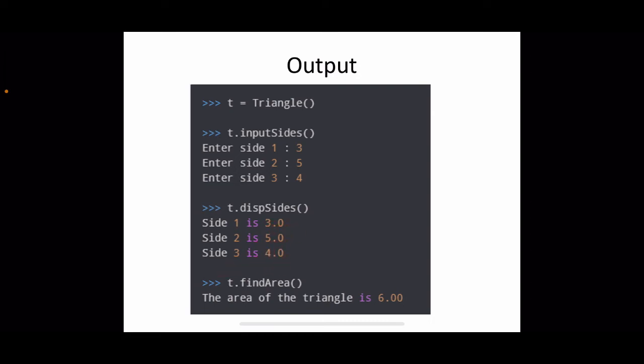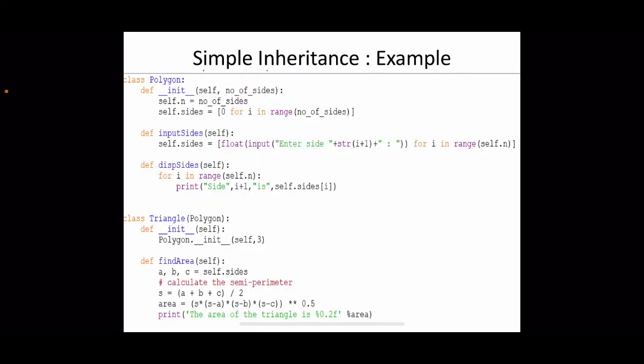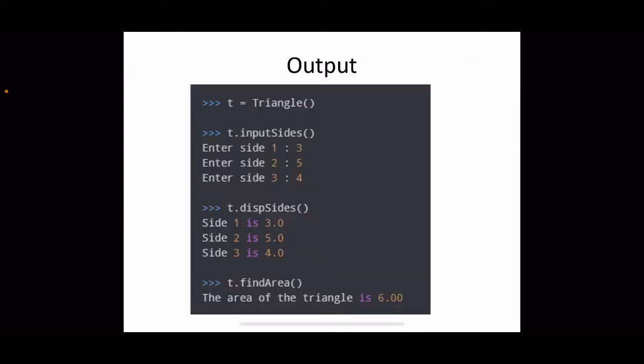Now what we are doing is T dot find area. Find area is a method defined in the child class itself, in the triangle class itself. So invoking that method automatically executes the set of statements, and the corresponding area will be calculated and displayed here. So this is how simple inheritance works.